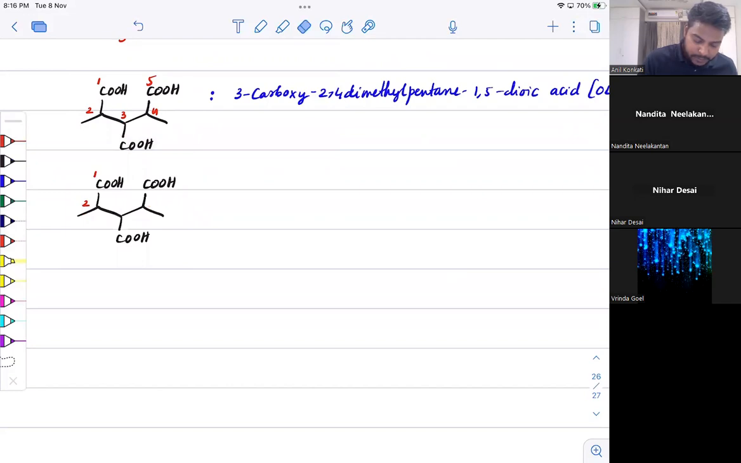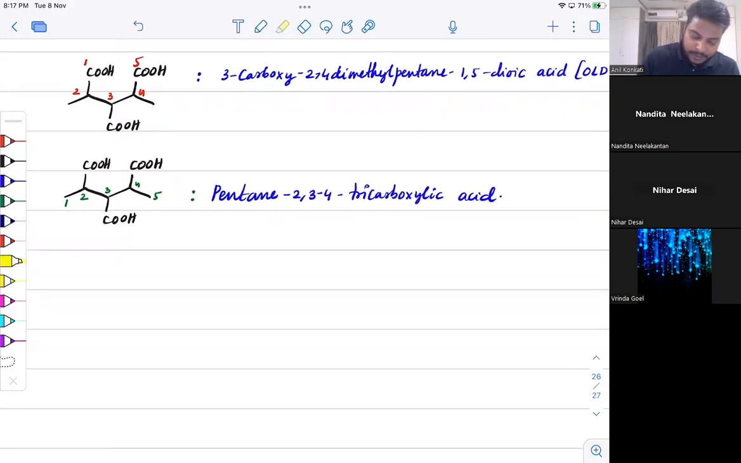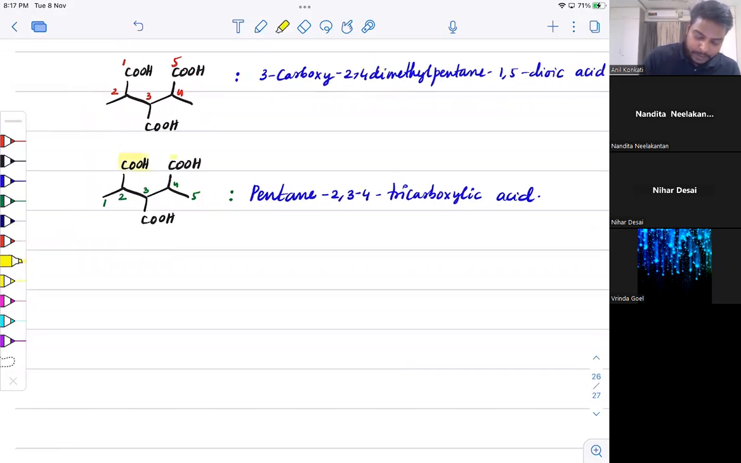So now you see what the main chain is here. This will become the main chain now. So we will have this as 1, 2, 3, 4, and 5. And on the second, third, and fourth, we have carboxylic groups. So we will write this as pentane, complete name, and then 2,3,4-tricarboxylic acid. Tricarboxylic acid. Okay, clear, beta? All three are now getting the priority.